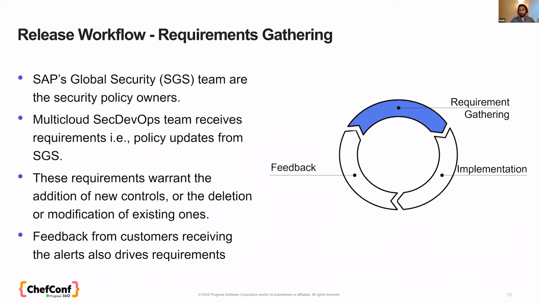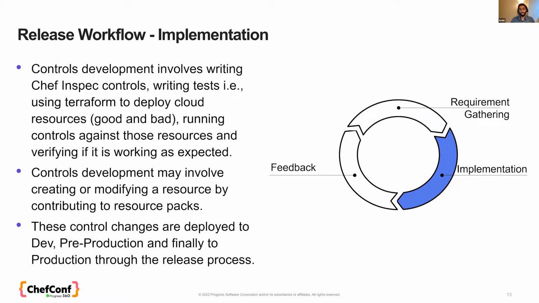Moving on to the second phase, which is the implementation phase. Once we have gathered all the requirements from all the different sources, we convert these requirements into issues, and the actual development over these requirements starts in the implementation phase. There might be different requirements, ranging from control updates, addition of new controls, to deletion of previous ones, as mentioned previously.